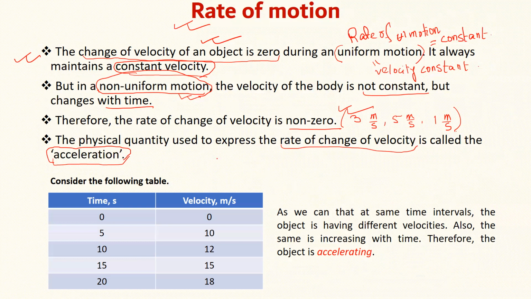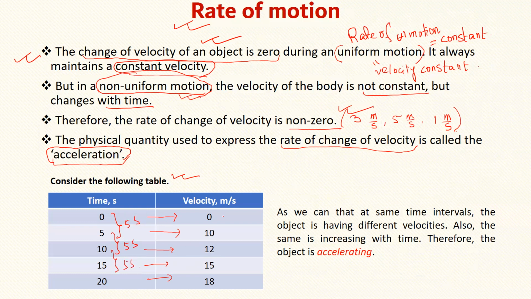Okay, here an example is given. Consider the following table. Initially the object has a velocity of 0 meters per second. Then in 5 seconds, it has a velocity of 10 meters per second. In the next 5 seconds, 12 meters per second, next 5 seconds, 15 meters per second, next 5 seconds, 18 meters per second. You see the time interval here is the same, 5 seconds, in each case.